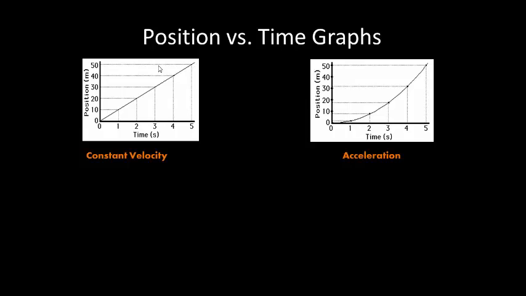On a position versus time graph, if we have a constant slope, as indicated by this graph on the left, that indicates a constant velocity. If our slope changes, that indicates some kind of an acceleration.